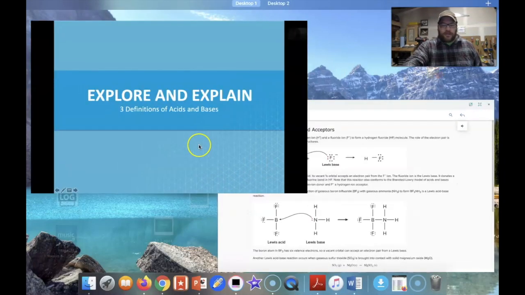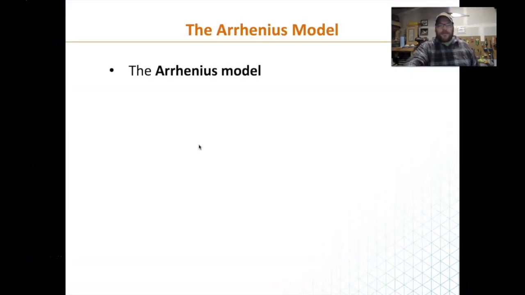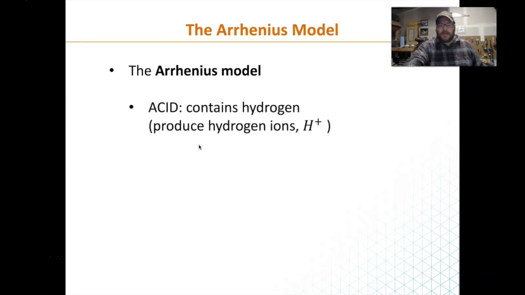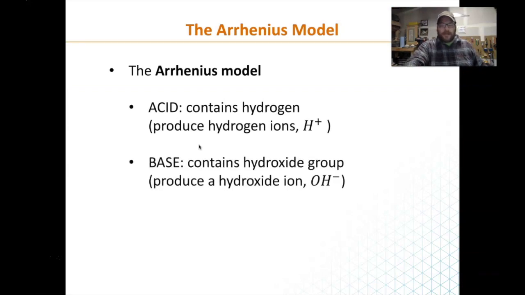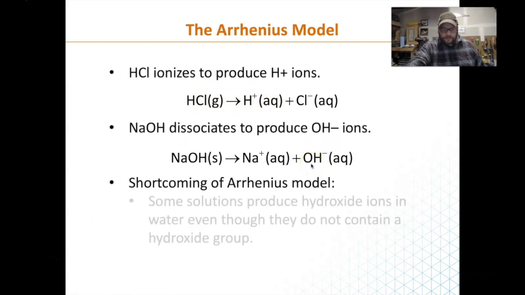Okay, so let's jump back to our slideshow here and sum this all up. So Arrhenius model, remember that acids contain hydrogens, bases contain the hydroxide groups. Okay, so we saw our two examples where the acids form the hydrogen ion and bases form the hydroxide ion.